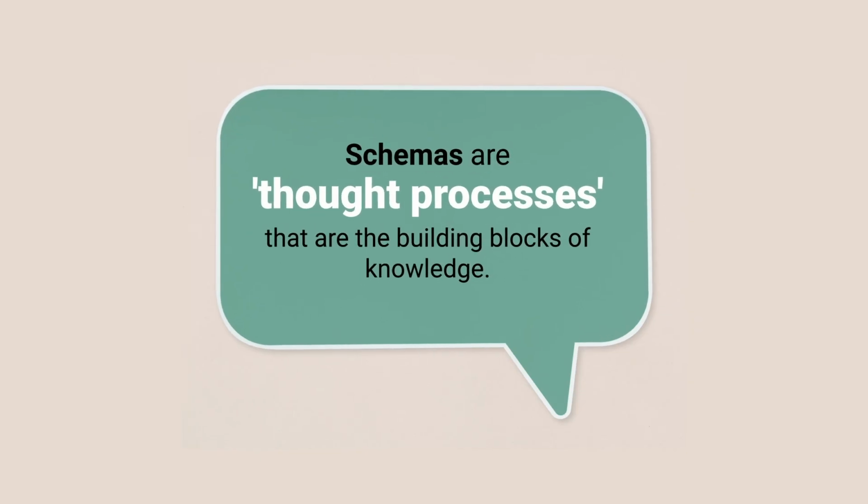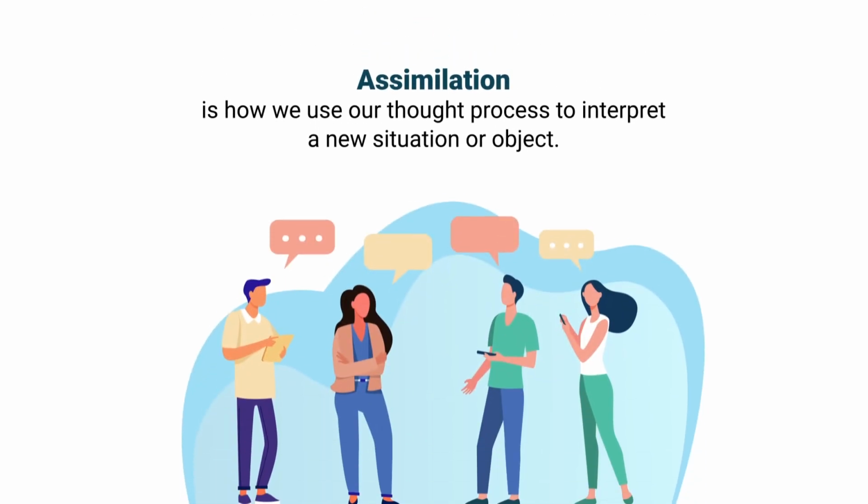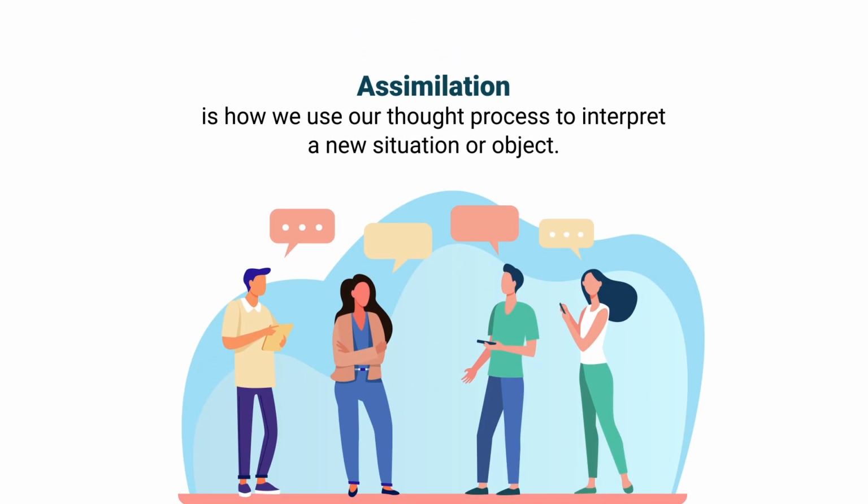Cognition is developed by the establishment of new knowledge or schemes or schemas or thought processes that are building blocks of knowledge. For example, a baby knows that it must make a noise to express his need for food. Assimilation and accommodation are both processes of the ways of cognitive development. Assimilation is how we use our thought process to interpret a new situation or object. As soon as the child's process of thought develops, he tries to apply it to all new situations he comes across, objects he has never seen.